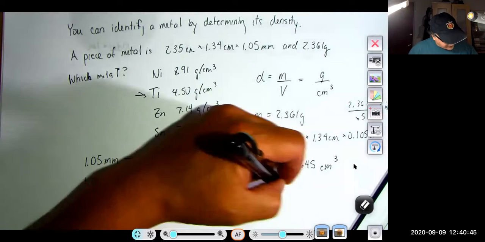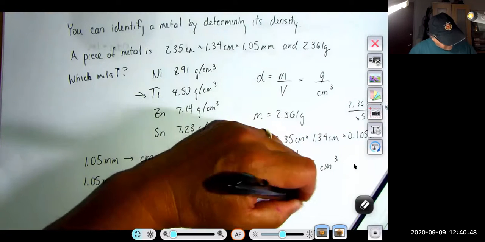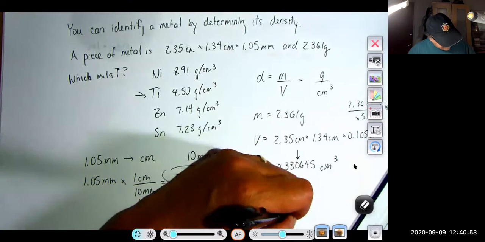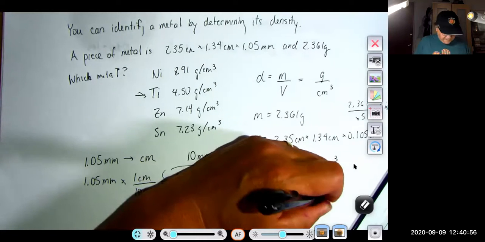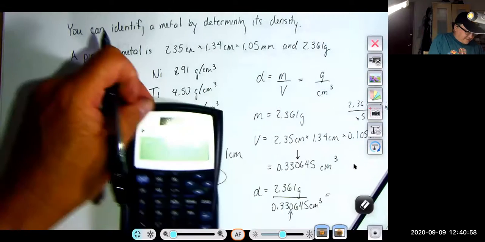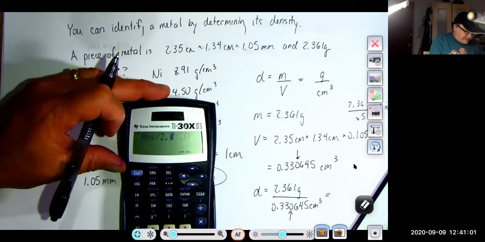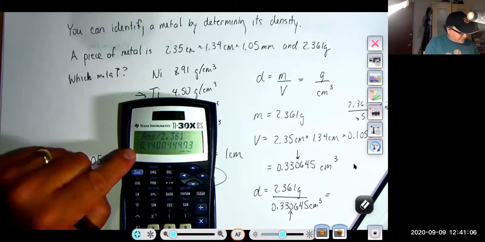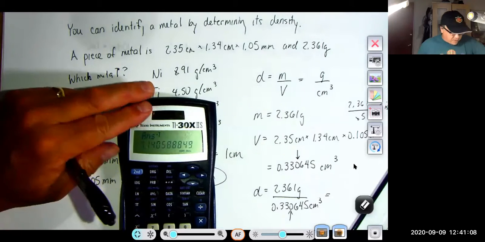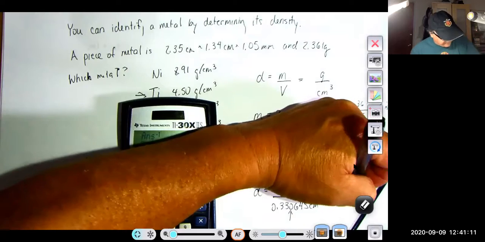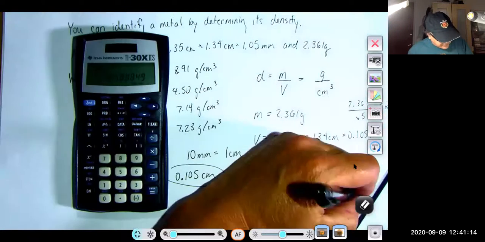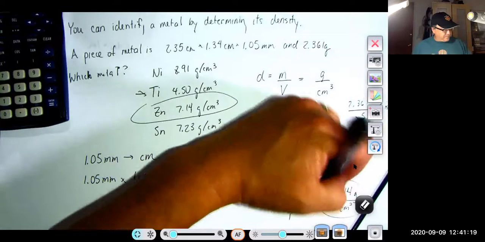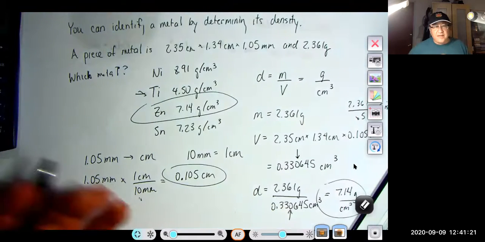So the density is 2.361 grams over 0.330645 centimeters cubed. So I'm going to put divided by 2.361. And I know that's not the answer because I really did the inverse. So I'm going to hit inverse. And I get 7.14 grams per centimeter cubed. So it looks like we actually have zinc. Okay, so that's how you do a problem like that.